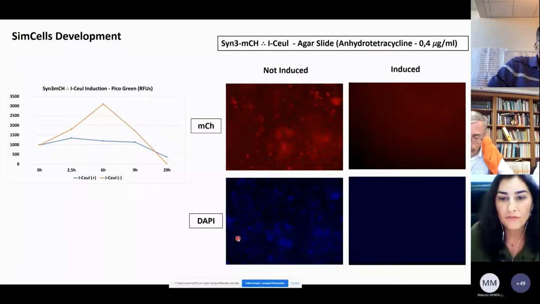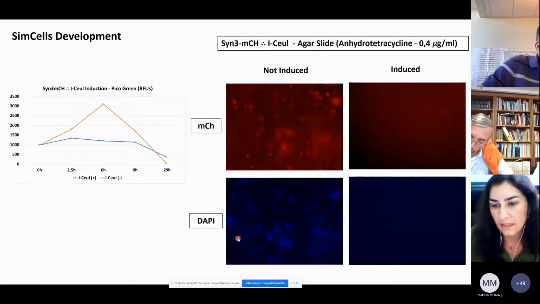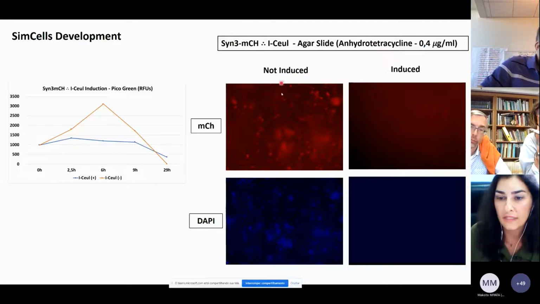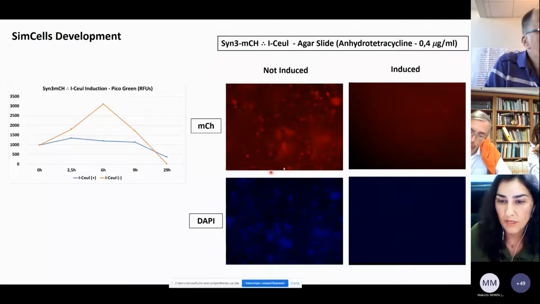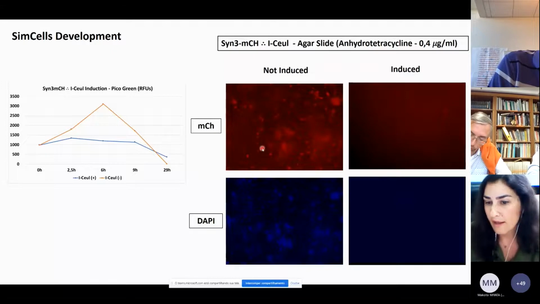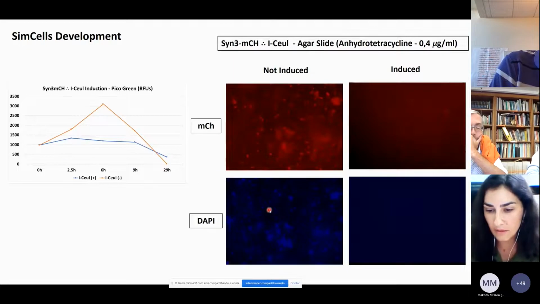So for this, we have tried just inserting the endonuclease by itself under the control of a tetracycline promoter. And we were able to see that the system worked in the first experiments. So here we have the bacteria not induced. Here we have the cherry expressing normally. These are Syn3 expressing cherry, and here we can see the bacteria, they are happy, they are growing, and they are expressing cherry perfectly. And here we can see with DAPI the chromosome signal.